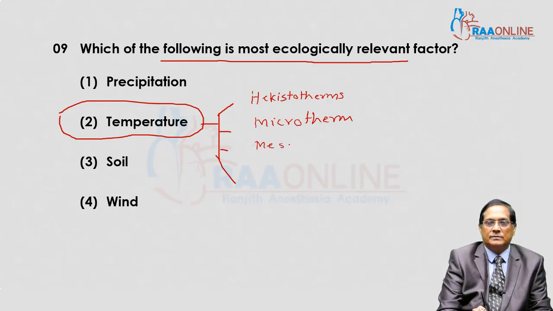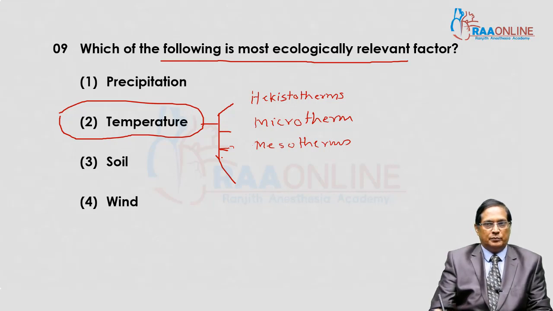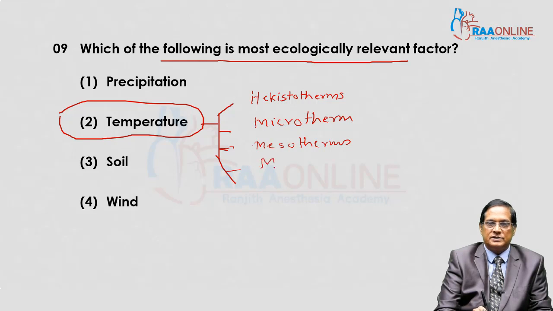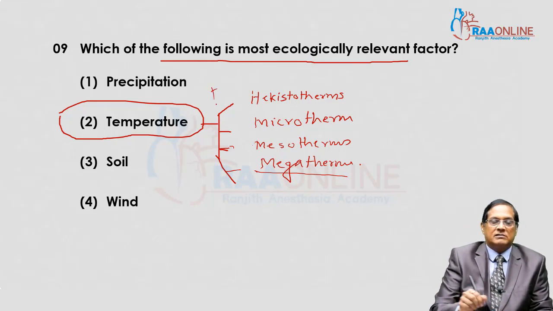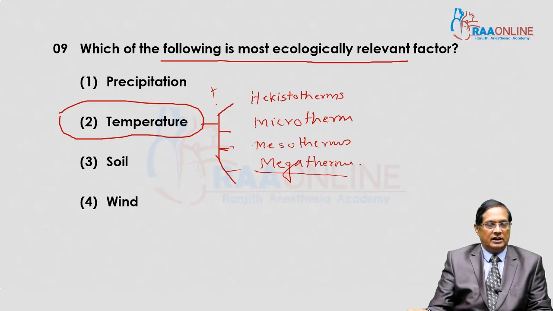Mesotherms. Mesotherms are those organisms which are found in moderate temperature areas. And the last one is megatherms. The word itself says, in high temperature areas. And temperature plus rainfall, precipitation, decides the vegetation of an area. Otherwise, the most ecologically relevant factor is temperature, because enzymes in our body are functional at a particular temperature. That is, proper temperature is required for the normal functioning of enzymes. If enzymes are functional, then our physiological activities will be normal.